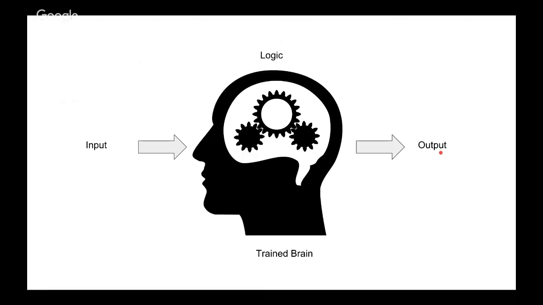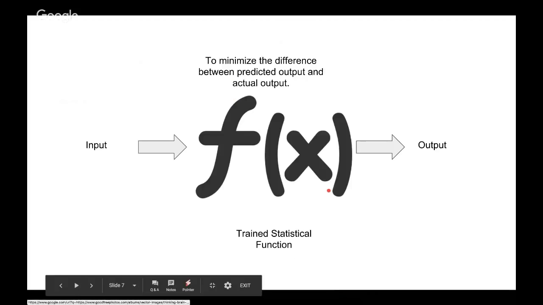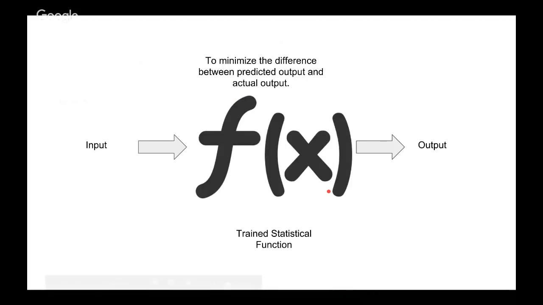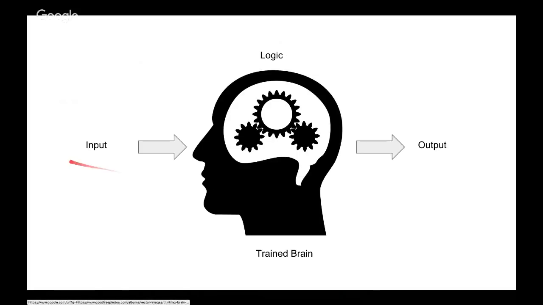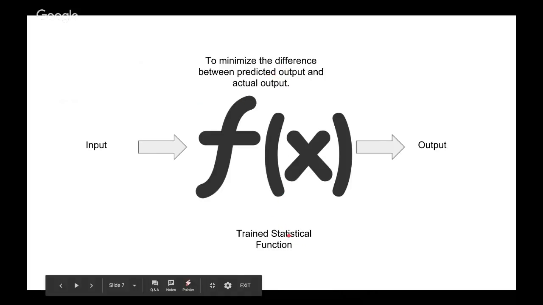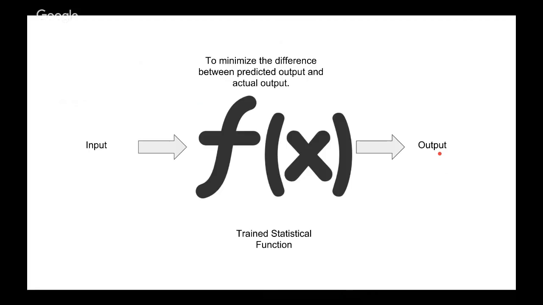Now when we talk about machine learning, we replace this person sitting inside with a function. It's a statistical function. What that function does is the same thing as before. It takes a certain input and has something pre-built, an alternative to logic. It's a statistical function trained to give the output as close as possible to what a human would have given. So we have a statistical function giving what a normal human would have done.